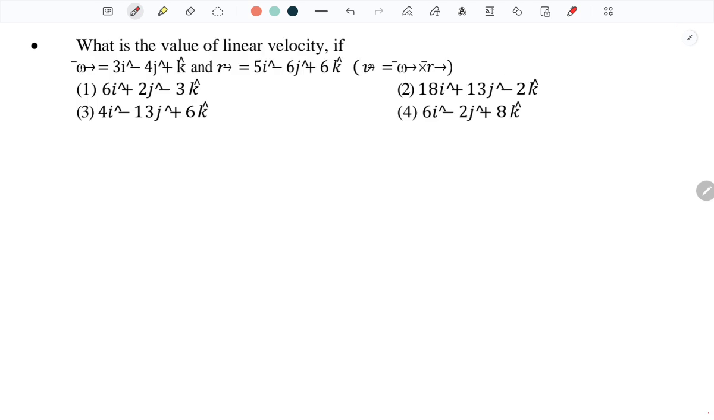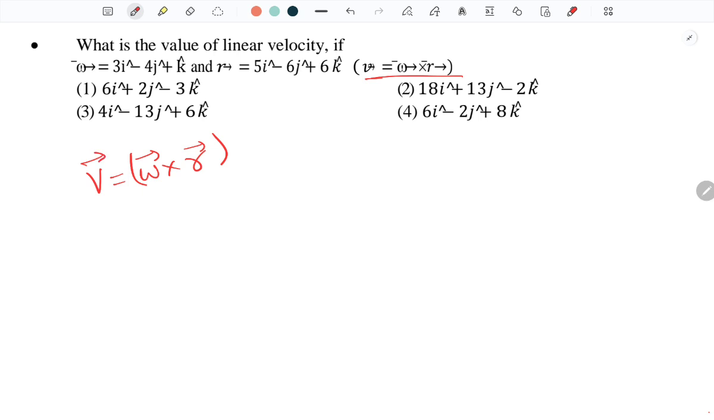So let's move to the next question. What does the question say? What is the value of linear velocity if omega is this much, r is so much? Omega and r are given. What is the value of linear velocity? We know that v is equal to omega cross r. He has also given in the question v is equal to omega cross r. So he is asking the linear velocity.